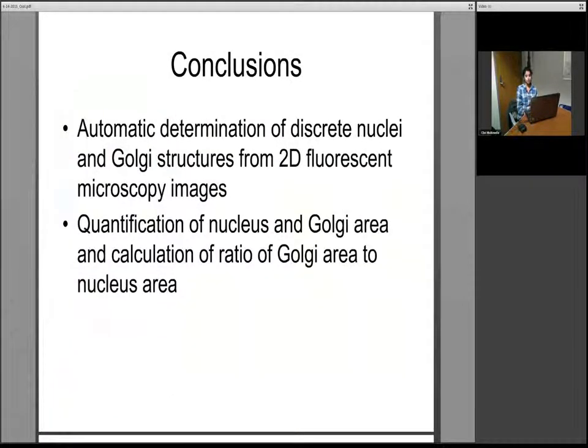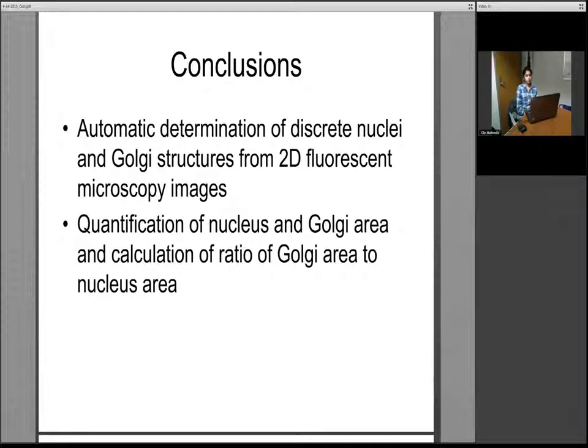So in conclusion, from where we began back at the summer workshop, we now have a tool that can automatically determine discrete components such as the nucleus from a biological image, and also Golgi structures from a biological image, which are two-dimensional from fluorescent microscopy images. And we are now also able to quantify the areas of the nucleus and the Golgi and match them with one another and calculate the ratios of the two areas as well.